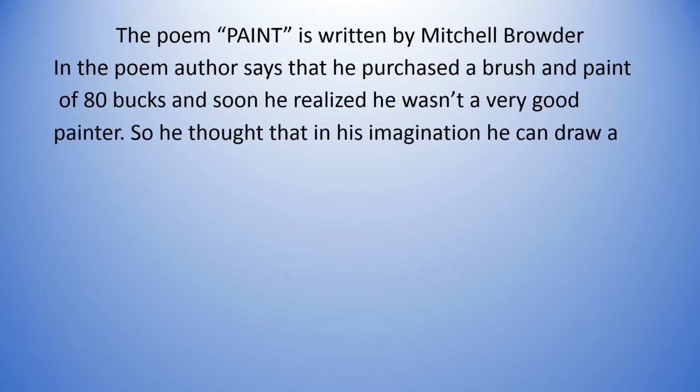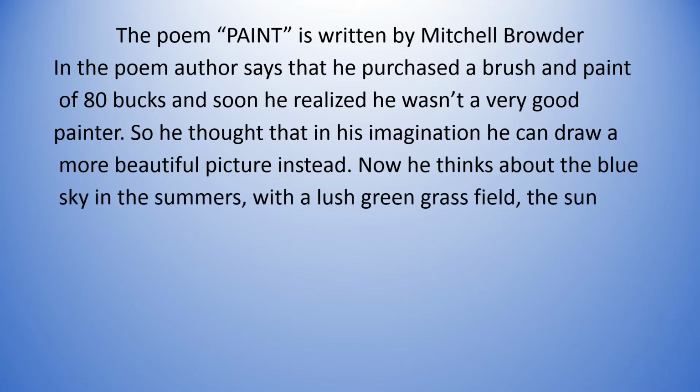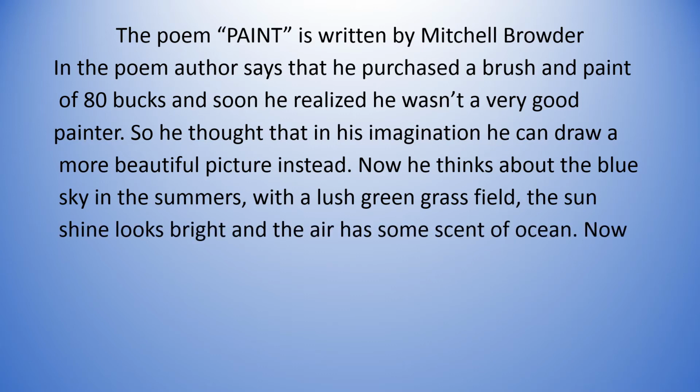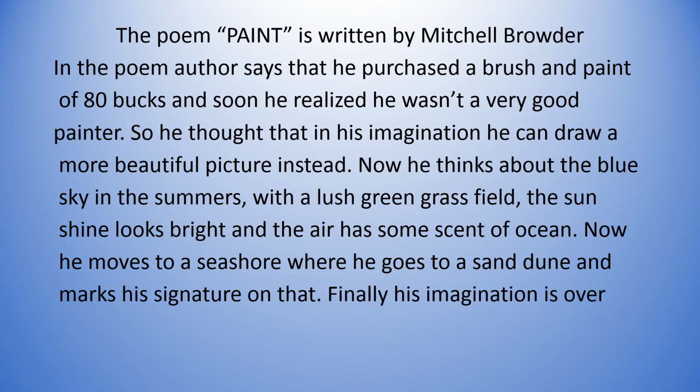realized he wasn't a very good painter. So he thought that in his imagination he can draw a more beautiful picture instead. Now he thinks about the blue sky in the summers with a lush green grass field, the sunshine looks bright and the air has some scent of ocean. Now he moves to a seashore where he goes to a sand dune and marks his signature on that. Finally, his imagination is over and he gets a wonderful painting.